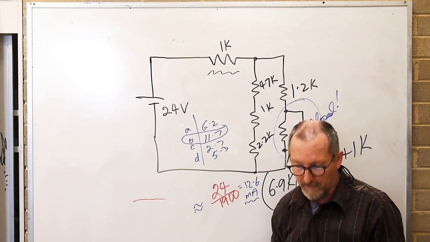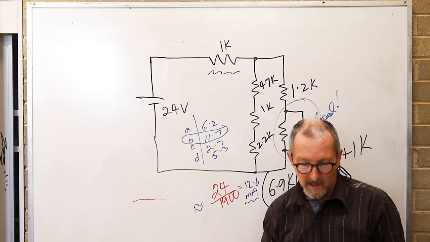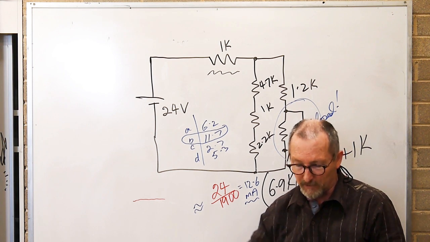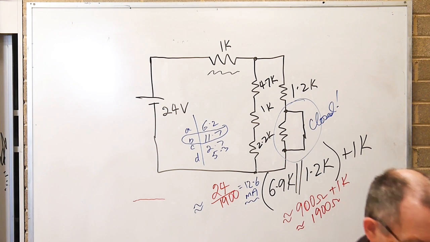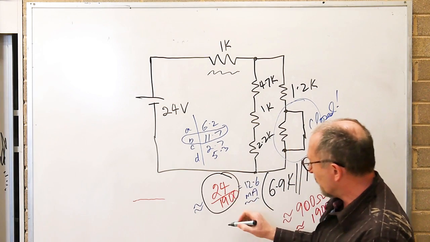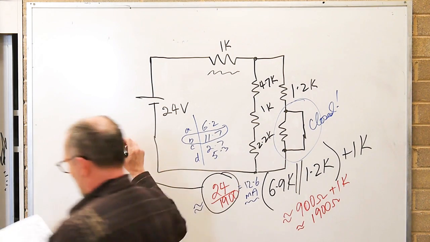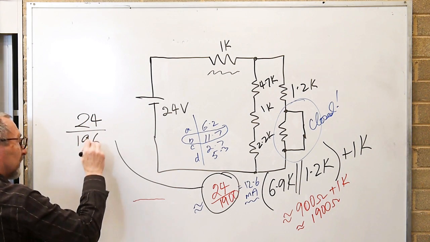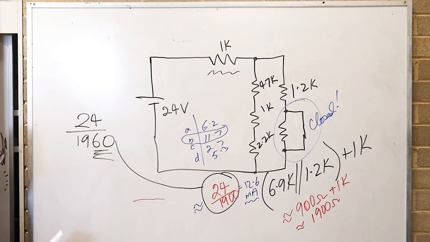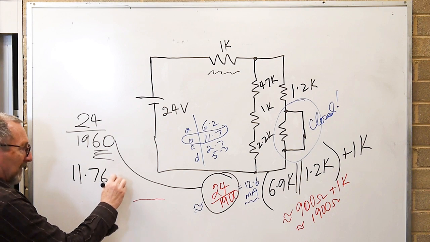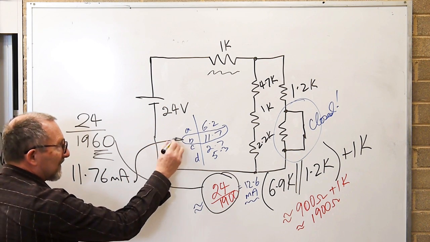And when I went back through it again afterwards and I did it correctly, I found out that the sums should have been more like, instead of 24 over 1900, it worked out to be around about 24 over 1960. So I was only out by 60 ohms. And that 60 ohms would have brought it back down to exactly 11.76 milliamps, which is exactly B.